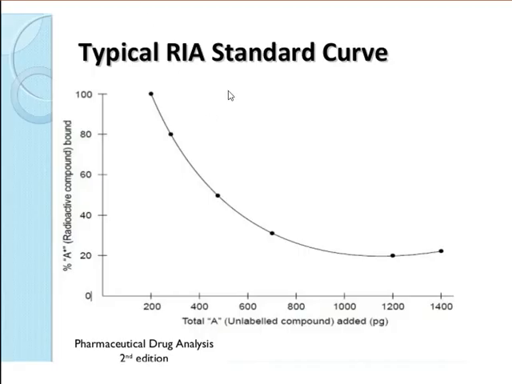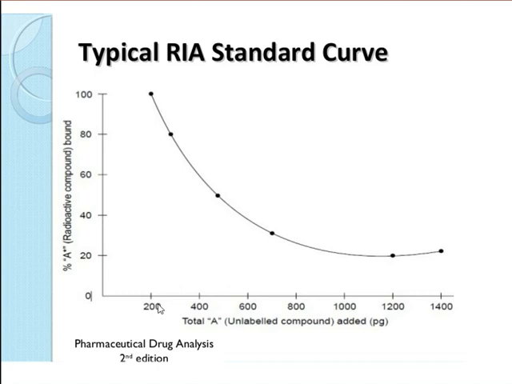So, this is a typical RIA standard curve where you want to measure the amount of hepatitis B in a patient sample. So, simultaneously, what you do is you prepare a standard curve. That is, you are having hepatitis B antigen.